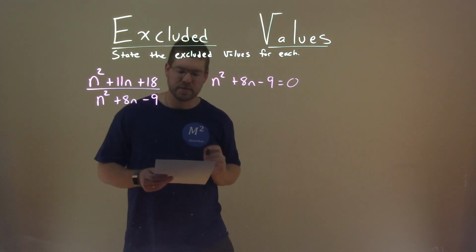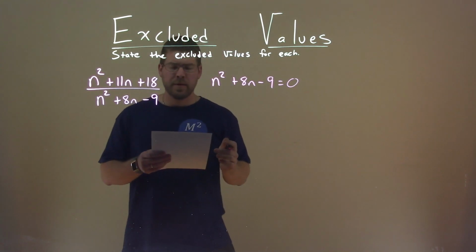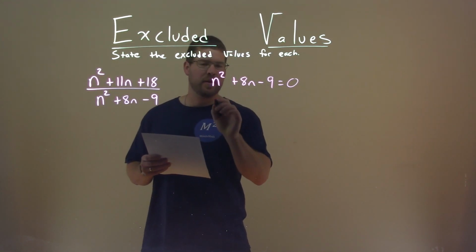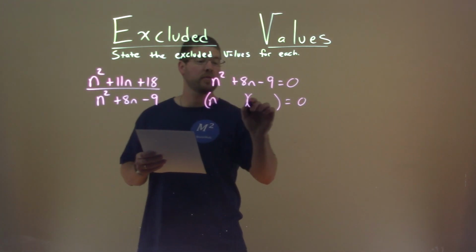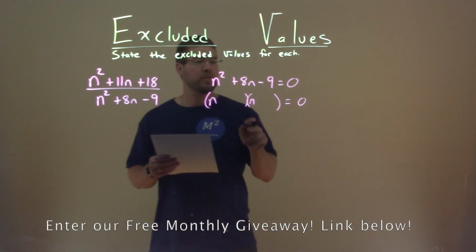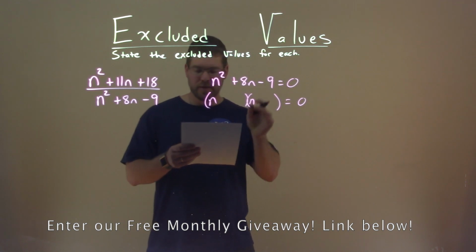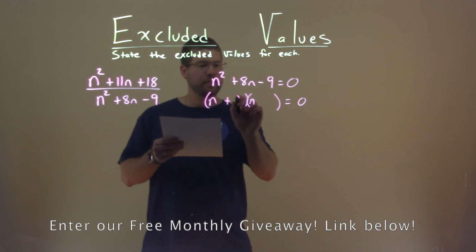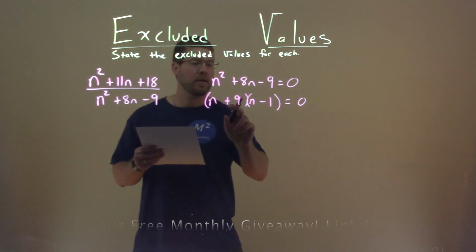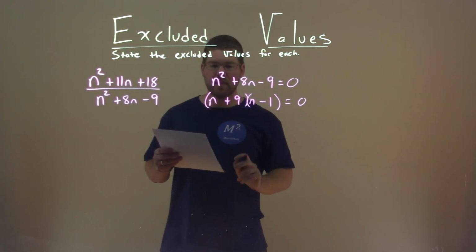Okay, well, this looks now like something that we can factor. I know, you probably don't like factoring, but it's okay. We ask ourselves what two numbers multiply to be negative 9, but add to be a positive 8. And that's a positive 9 and a negative 1. 9 times negative 1 is negative 9. Add the two, positive 8.